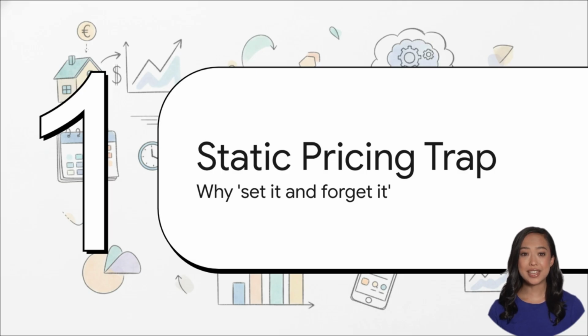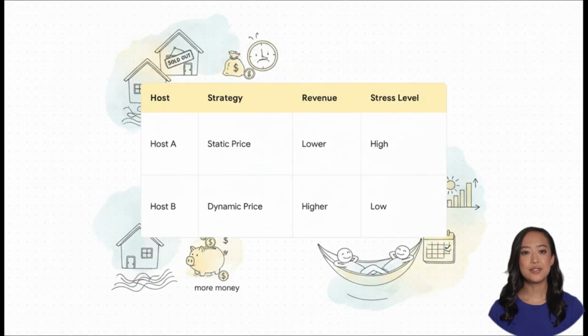Okay, so what is the single biggest mistake that I see hosts make over and over again? It's picking a price kind of based on a gut feeling and then just leaving it there for months. This whole set it and forget it thing feels easy, I get it. But I promise you, it is costing you a ton of money. I mean, just look at this. It's a tale of two hosts. On one side, you've got host A. They've got one price, that's it. Sometimes they're booked solid, but they feel like they got underpaid. And other times, they're sitting half empty, totally stressed out.